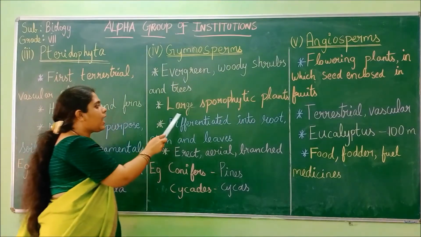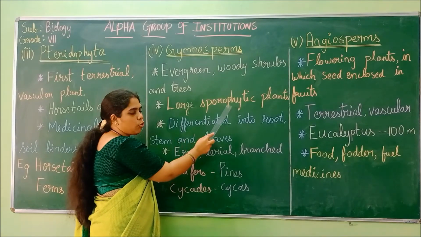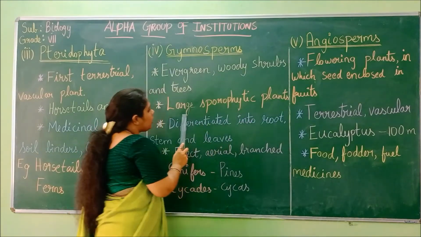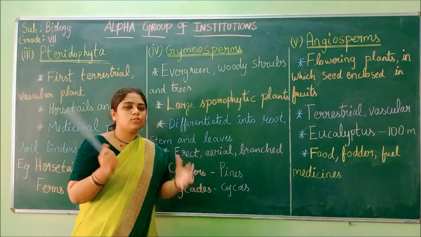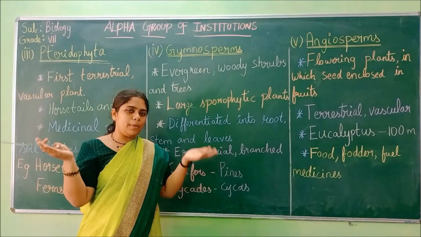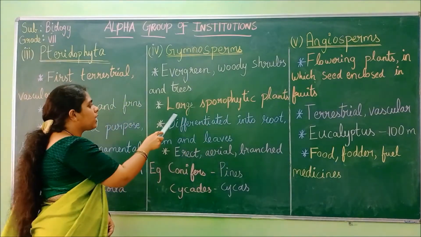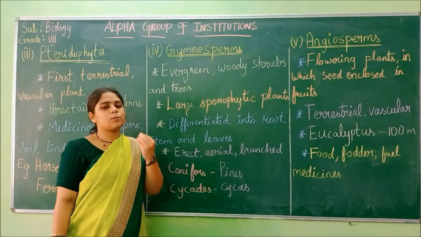Next is large sporophytic plants. Large means we know trees. They mention it as trees. Trees are usually huge, very large, big trees. So they are large. Sporophytic means it has spores in it.